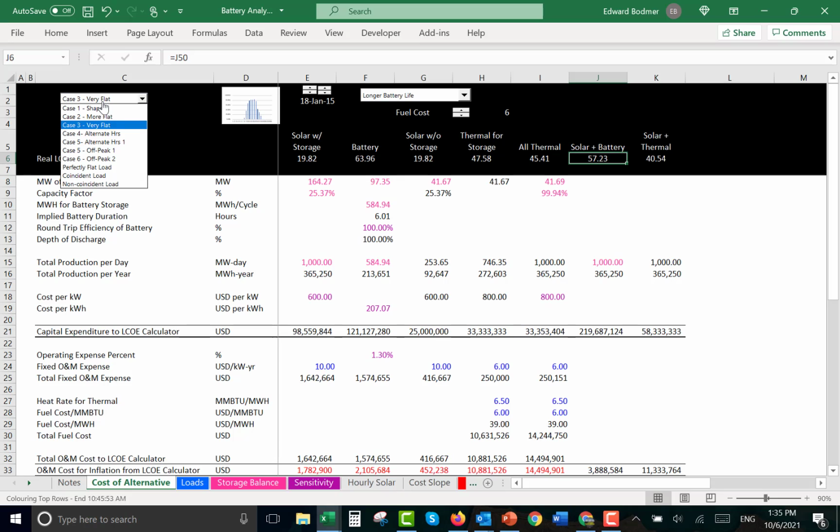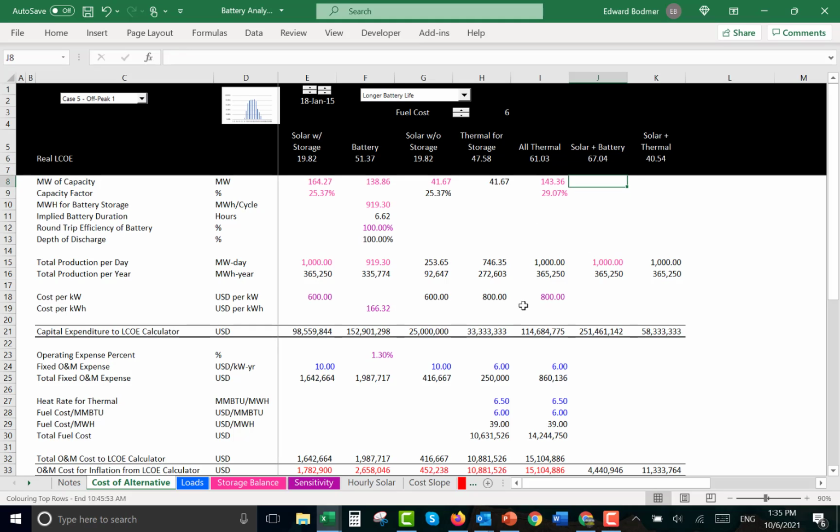I'm sorry about winning and losing. This sounds American. And then if we have the off peak, then our costs go up. Okay? That's what we can do.